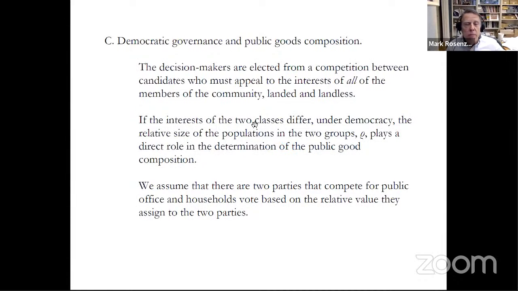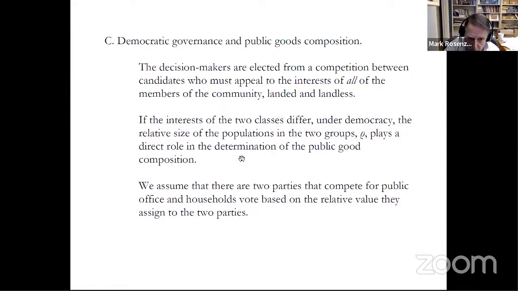So next we model democratic governance and public goods composition. Here we're going to use a reasonably straightforward probabilistic voting model. The decision makers are elected from a competition between candidates who appeal to the interests of all members of the community, namely they appeal to the interests of both the landed and the landless. If the interest groups differ across the two classes, then the relative sizes of the two groups are going to play a direct role in the determination of the public good composition, because to get elected, you're going to have to give more weight to the group that's larger.